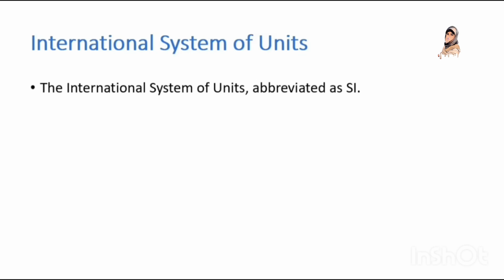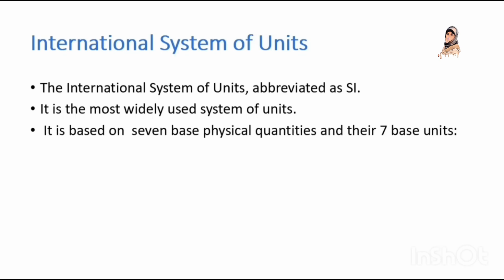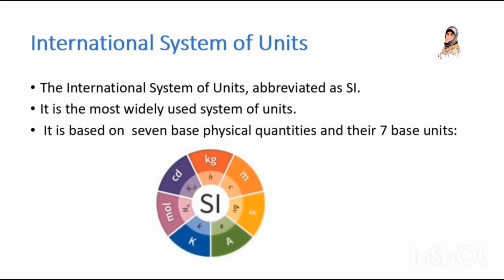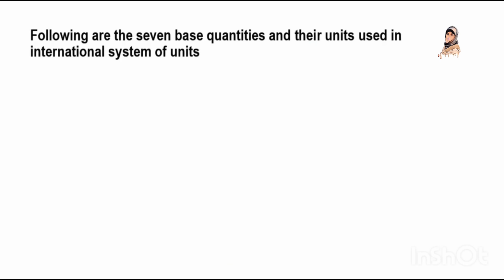Units. The International System of Units, abbreviated as SI, is the most widely used system of units. It is based on 7 base physical quantities and their 7 base units. Following are the 7 base quantities and their units used in the International System of Units.